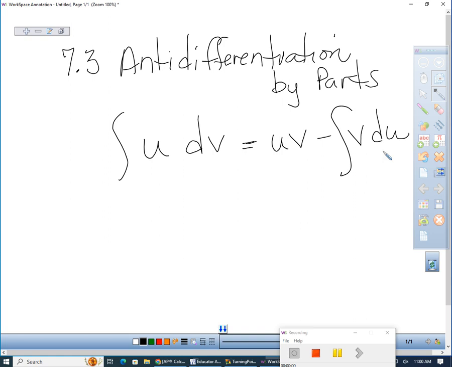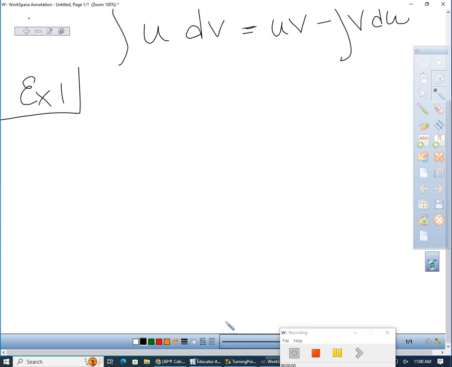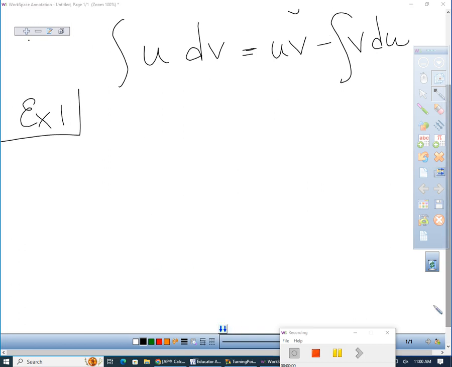All right, so since this is all we're doing, we're going to do an example number 1. We're going to see how this works. So we're going to integrate by parts, and I'm going to leave that formula right up there. Let's start by doing the integral of x cosine x dx.